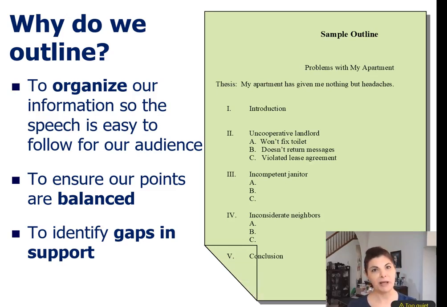Make sure our points are balanced so we can take a look visually and see if we have 3 points here. We see we have 3 points here, right here, and 3 here. And then we have 3 to fill in here. They don't have to be exact, but you shouldn't have like 8 for this number, and then when you get to the incompetent janitor of your apartment, you only have 2. You want it a little more balanced.